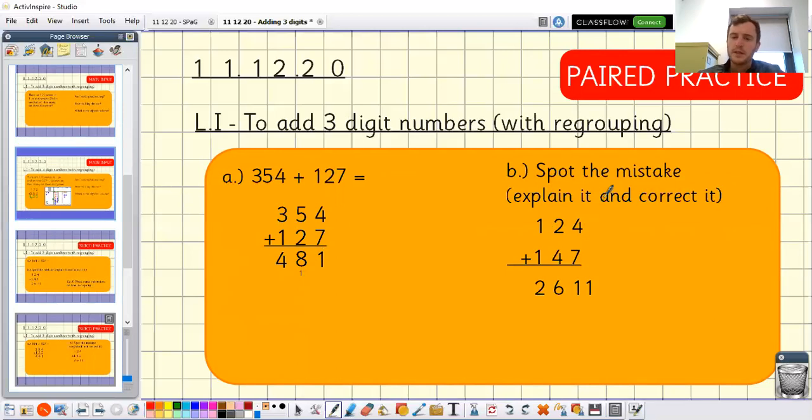Now for question B, it's a bit different. It said spot the mistake. Now the mistake was in my ones column. I did 4 plus 7, a bit like this question, and I just wrote the number 11 in my ones column.